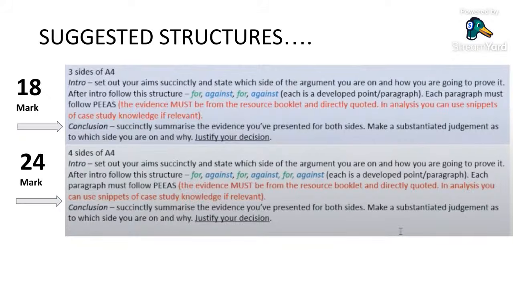Now the 24 marker is pretty much the same, except you really are drawing on sources from anywhere in that booklet. And I would almost say you're doing 4 against, 4 against, 4 against, 1, 2, 3, 4, 5, 6. But it's PEEAS again, exactly what I just described, really important. And the conclusion, same again. So you can almost see that the 24 is just a kind of extended version of the 18 marker.